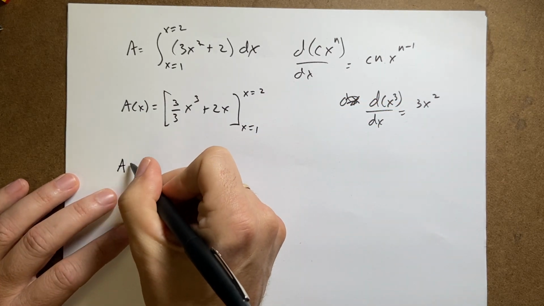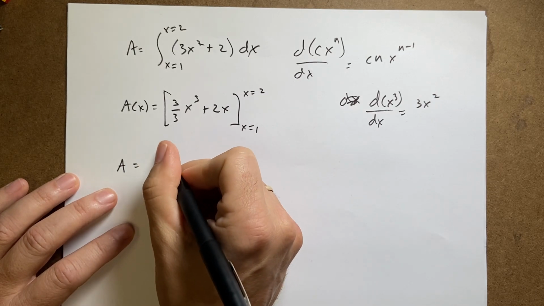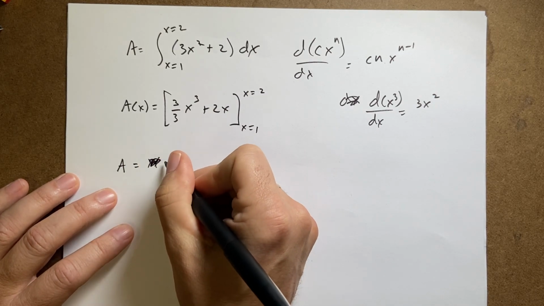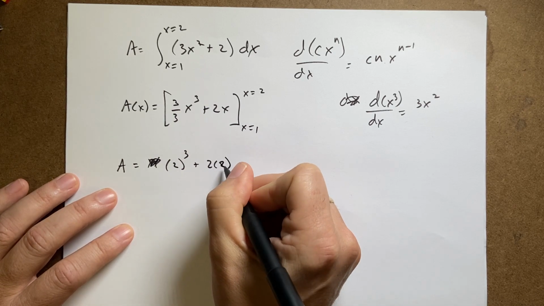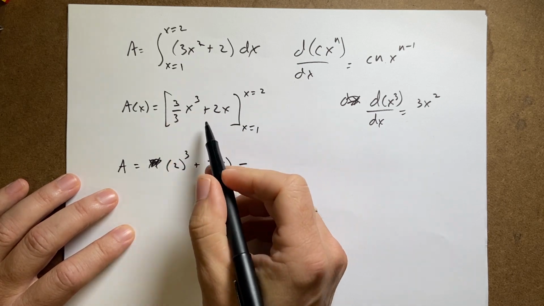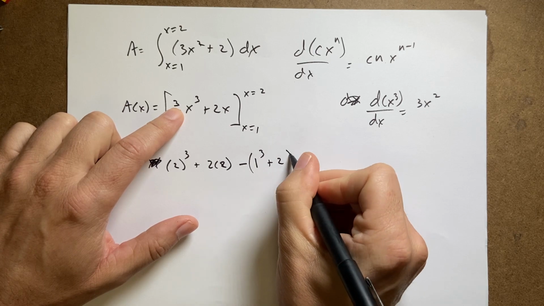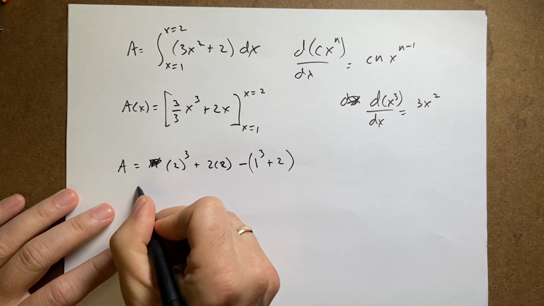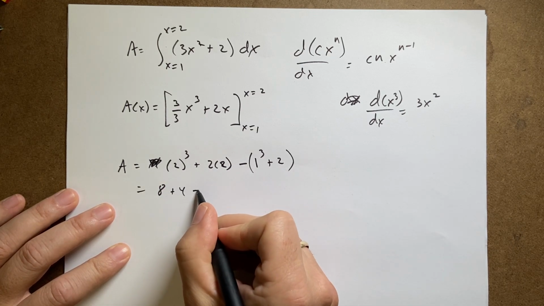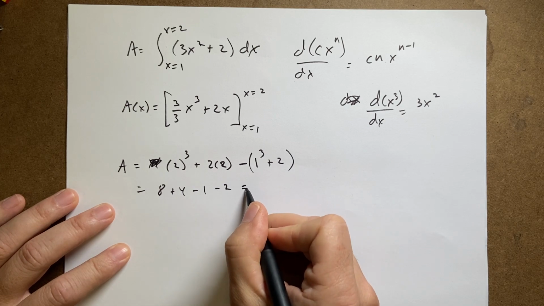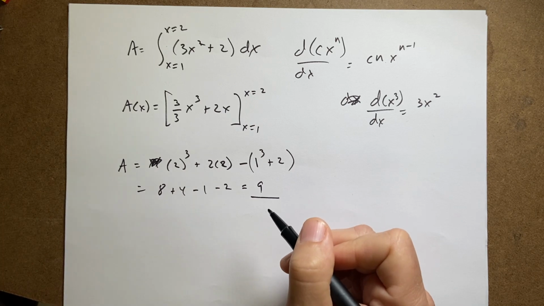So that means the area is going to be equal to this function at 2. So it's going to be 2 cubed plus 2 times 2, minus this evaluated at 1, which is going to be 1 cubed plus 2 times 1. Okay, so this is going to be 2 cubed is 8 plus 4 minus 1 minus 2. So I get 8 plus 1 is equal to 9. And that's the same value I got before.